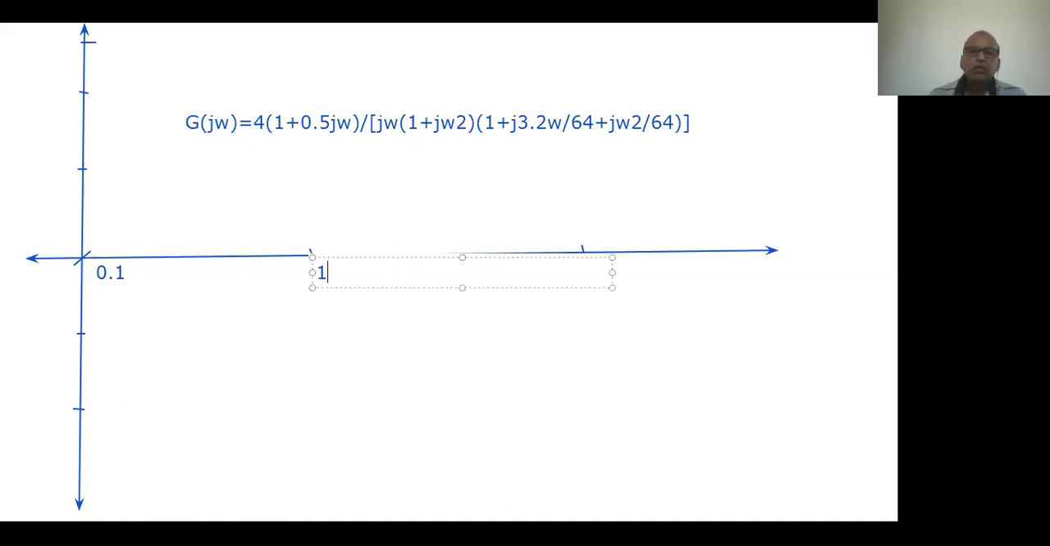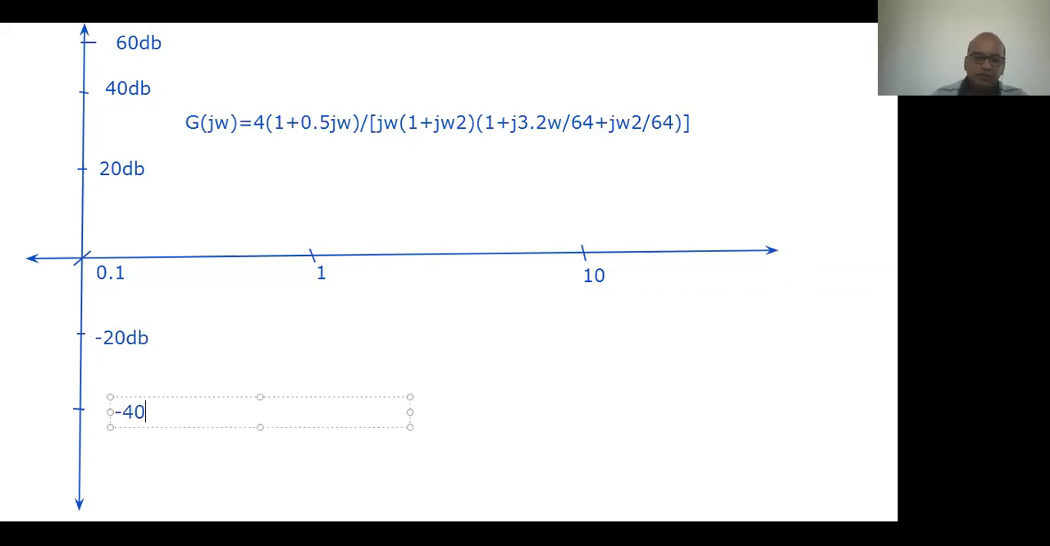here we get this one, then we get the gain. Again on the x-axis is the frequency on a logarithmic scale. Here is 20 dB, 40 dB, 60 dB, minus 20 dB, and here we get this minus 40 dB.